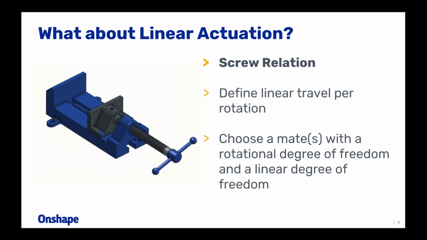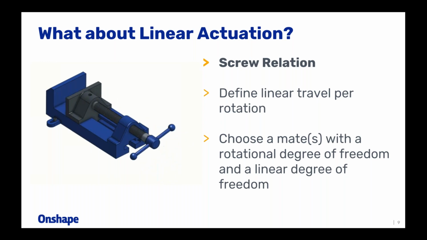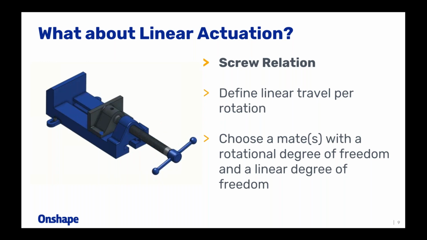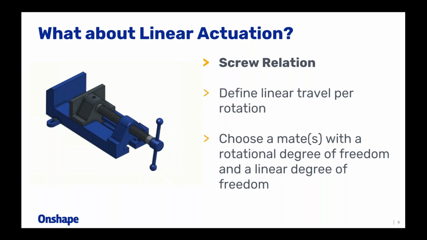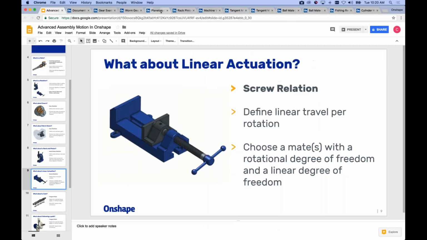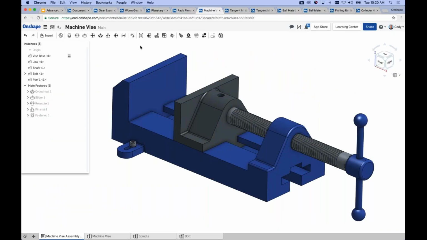Now, you'll notice I mentioned the bottom note there: choose a mate or mates with a rotational degree of freedom and a linear degree of freedom. In the last examples, I've shown you two different mates. In every example, there were two different mates associated with two different parts. But this may be a scenario where it's only one mate. Let me give you an example of where this is applicable.